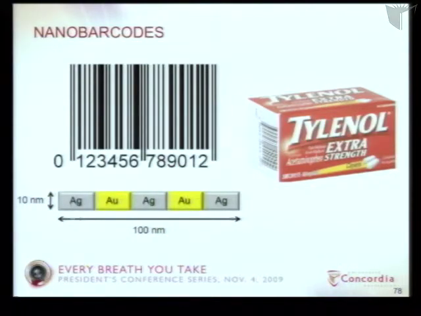Now, you can have different combinations of silver and gold. For example, in this case, where you've got 2 metals and you've got 5 places to put them, you can have 32 different barcodes. So you can see how you can go up in the barcodes and multiply the number of barcodes by simply changing, for example, you can use silver, gold, and platinum, or you can also increase the number of spots which you have in order to place the different gold or silver or platinum.